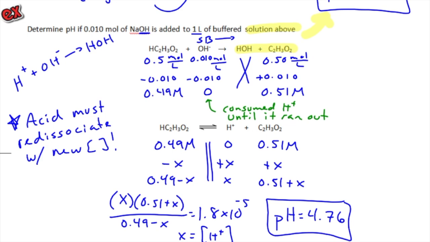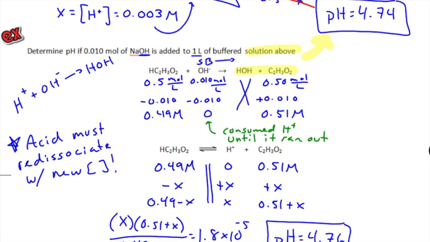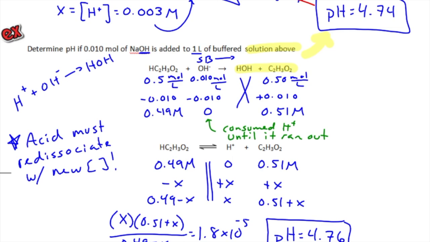What happened? My pH was 4.74. Now it's 4.76. It went up. It became more basic or less acidic, but not by much. I added OH, and it only went up a little bit. So that would show me that that is resisting pH change.